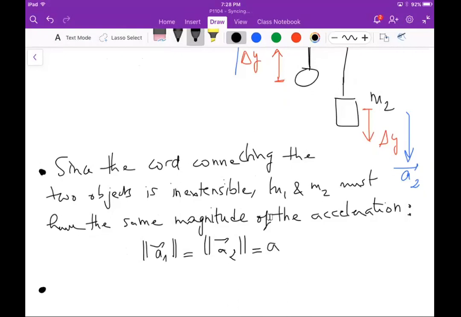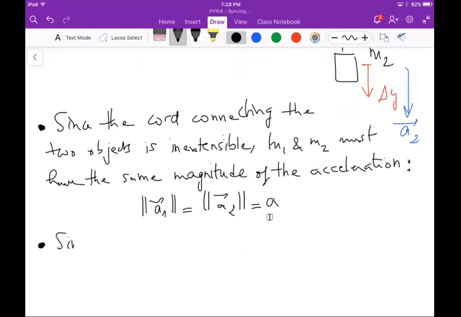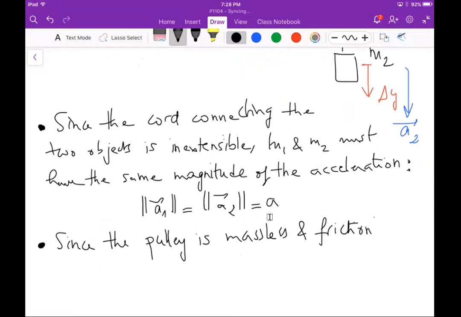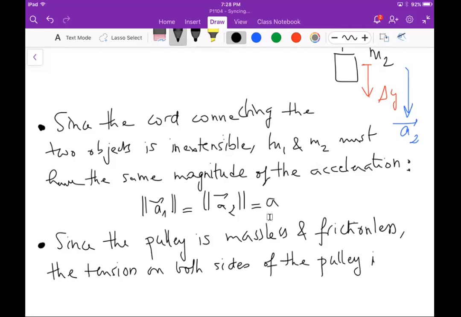Number two, we also want to say that the pulley is frictionless, since the pulley is on one side massless, and on the other side, it is frictionless. So that means that the tension in the cord on both sides of the pulley is the same. Okay, and that means that the tension force that is acting on both objects on the other side is also the same.